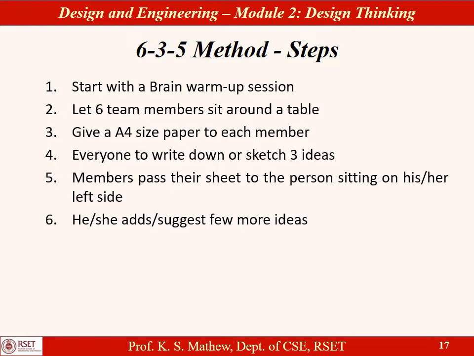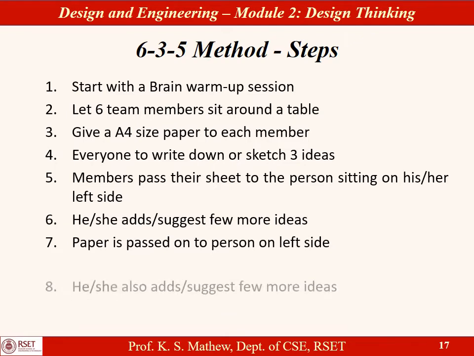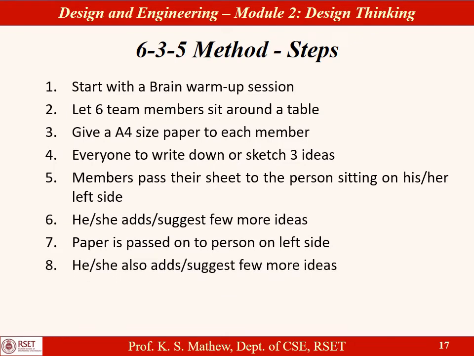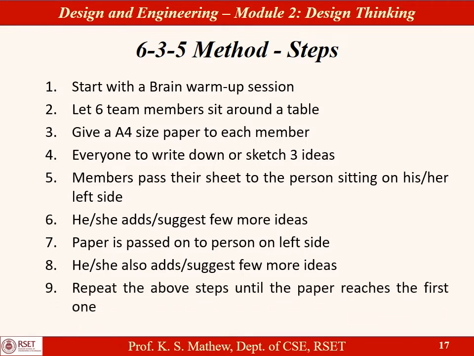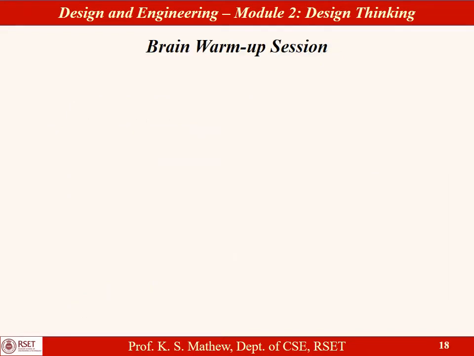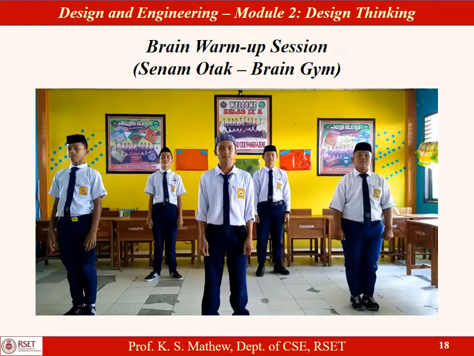And then the sheet is passed again to the person on the left hand side, and he or she adds and suggests a few more ideas. This will be repeated until the paper reaches the original team member who wrote the first 3 ideas, right? So it will be 5 iterations. So I am skipping this brain warm-up session, brain gym.